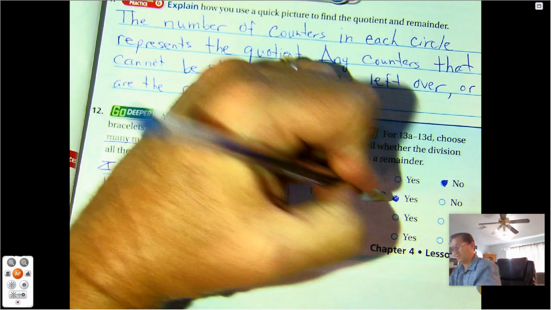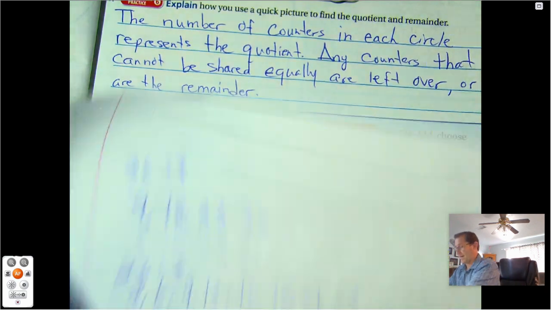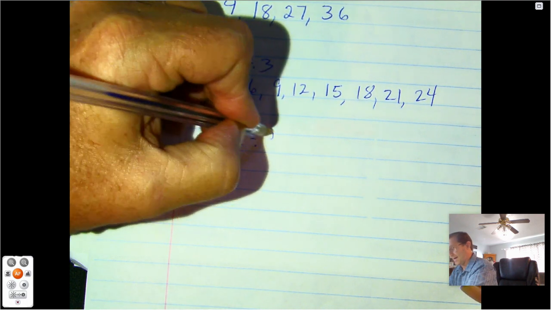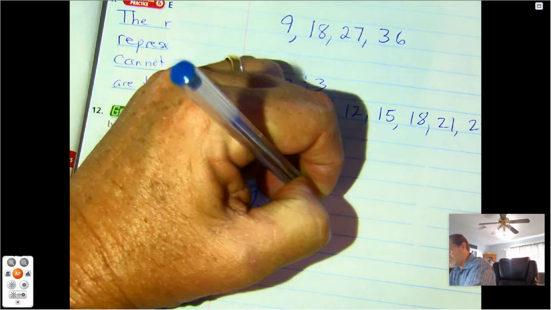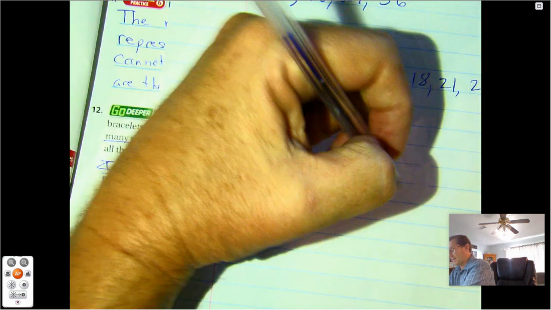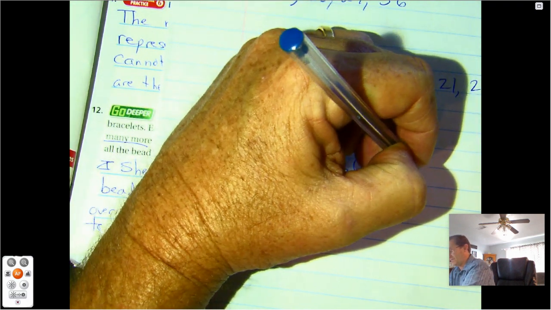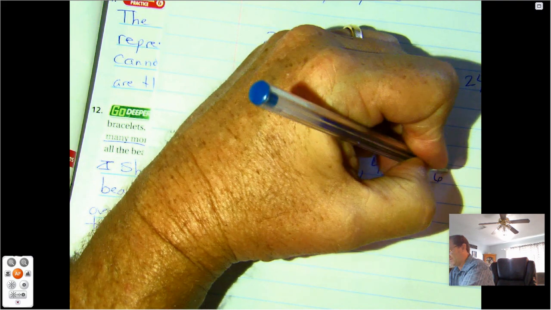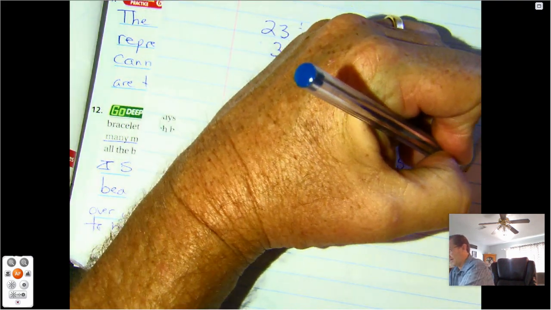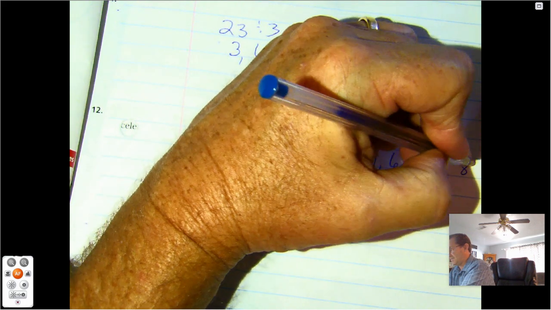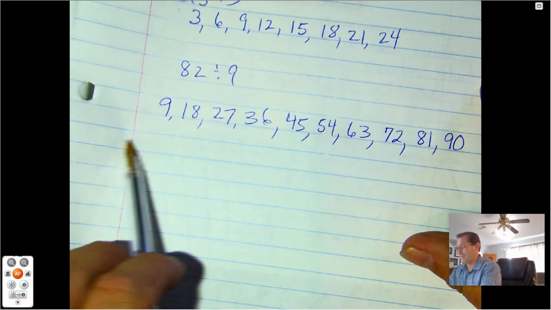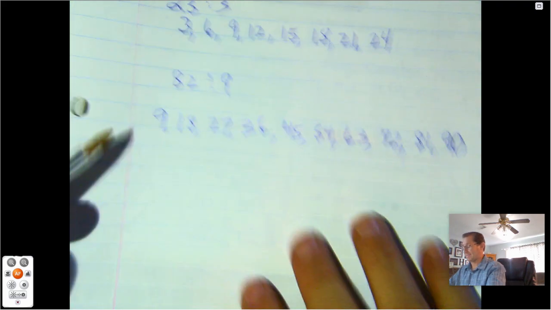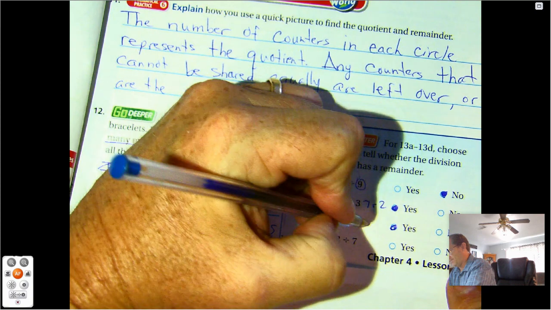Okay, how about 82 divided by 9? Well, we already have 4 of our numbers. So 36 plus 9 is 45. 45 plus 9, 54. 54 plus 9, 63. 63 plus 9, 72. 72 plus 9, 81. 81 plus 9, 90. Well, I passed 82, didn't I? And I never said 82. So this one has to have a remainder. In fact, it would be 9 remainder 1, because 9 times 9 is 81.